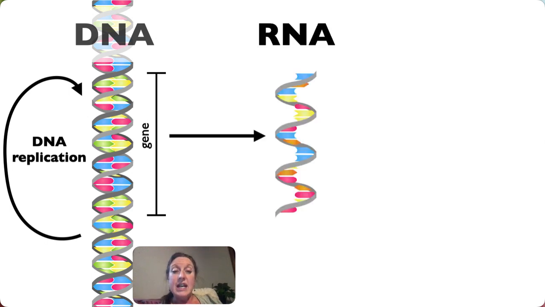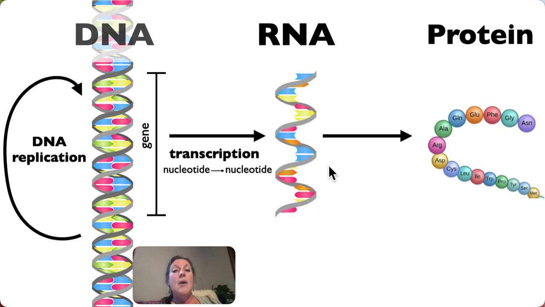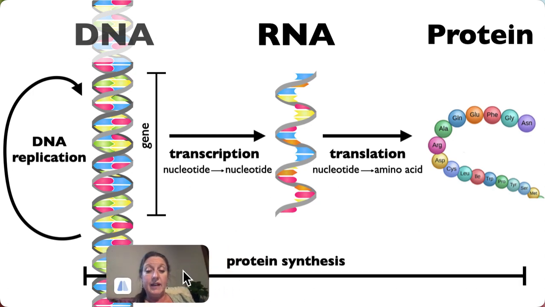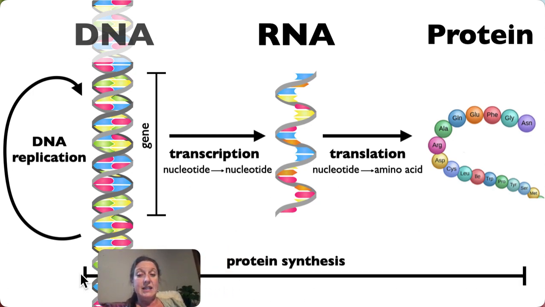Now, when that gene is copied from the DNA into RNA, messenger RNA in particular, this is called transcription. So we're going from nucleotide to nucleotide, same language. When the messenger RNA is converted into a protein, this is called translation. Here we're going from a nucleotide language to an amino acid language. This entire process is called protein synthesis, starting from the DNA, going to the RNA, to the protein.